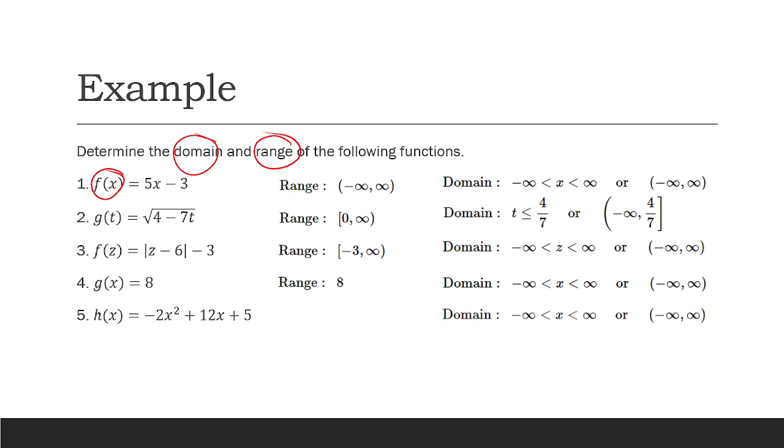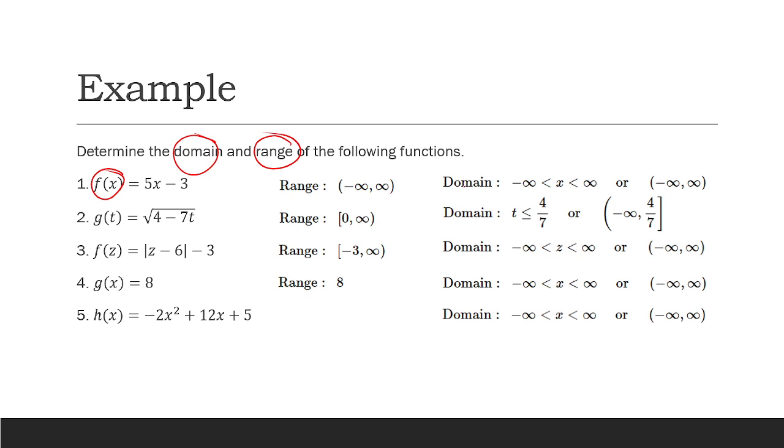Next, we have this function, h of x is equal to negative 2x squared plus 12x plus 5. And so for this one, we need to review our lessons, specifically from analytic geometry. If we look at the format of our equation, it's a quadratic equation. This quadratic equation has coefficients. So we have negative 2x squared plus 12x plus 5.